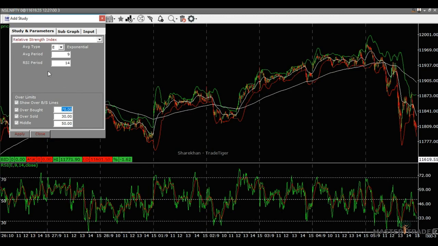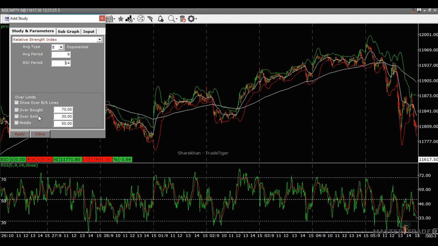Now the next indicator is the RSI, the relative strength index. We will leave the type, average period and RSI period the same, so exponential, 9 and 14. We're concerned with this RSI period. Some softwares may not have this average period, which is absolutely fine. We don't need it.